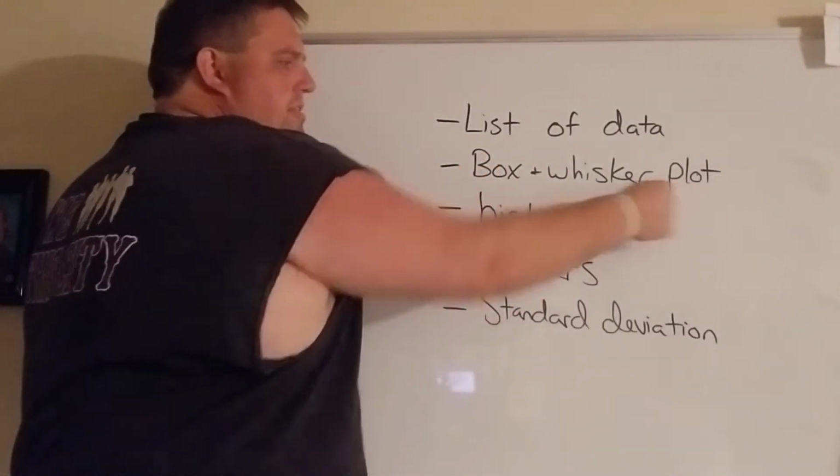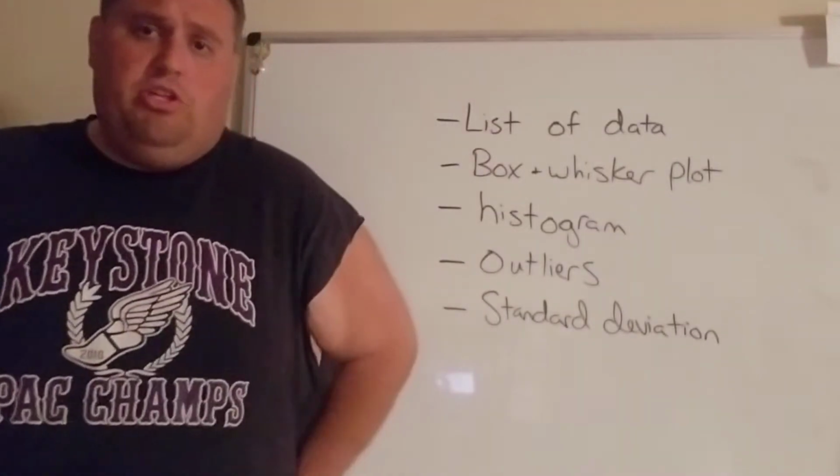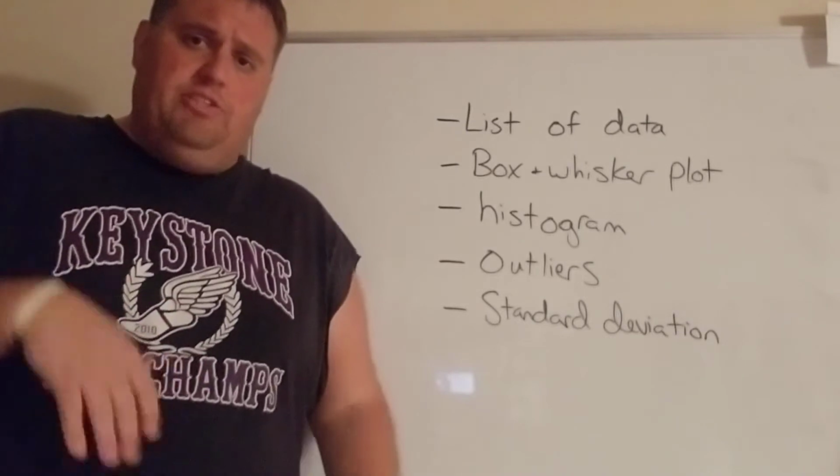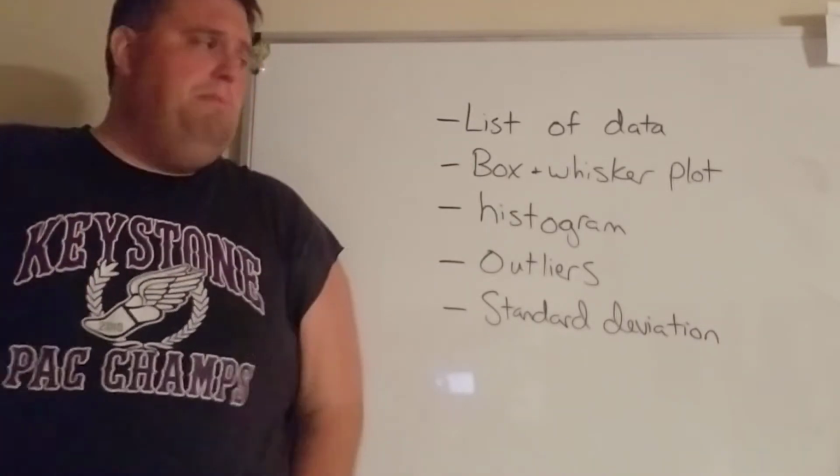You're going to then make a box and whisker plot with that data. In that box and whisker plot, make sure you include your five-number summary. Right? So your min, max, median, Q1, Q3. All those numbers that you need to make that box and whisker plot.